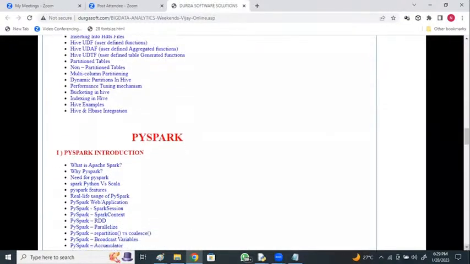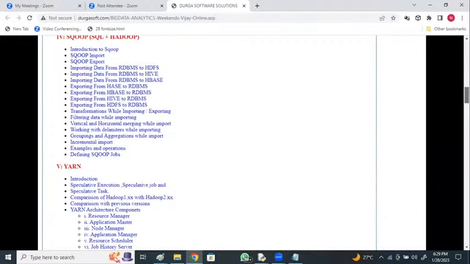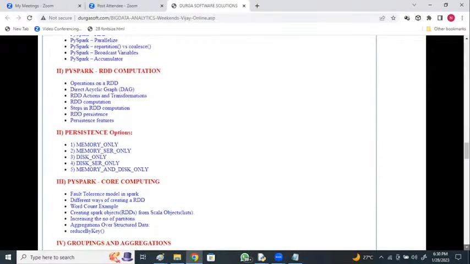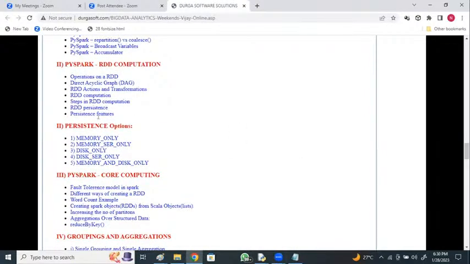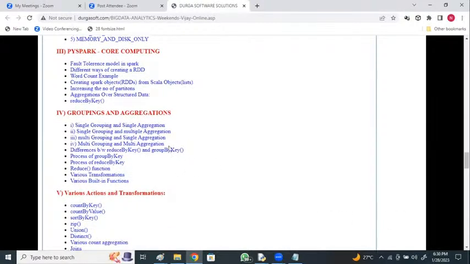And now coming to PySpark, Spark with Python. Up to now, that is what Hadoop components we'll be discussing. Now, PySpark: real-time use cases, PySpark session, Spark context, parallelize, repartitioning, broadcast variables, PySpark RDD computations, RDD persistence options, PySpark core computation, increasing the number of partitions, groupings and aggregations, single grouping, single aggregation, multiple groupings, multiple aggregations, group by key, reduce by key, various actions and transformations.